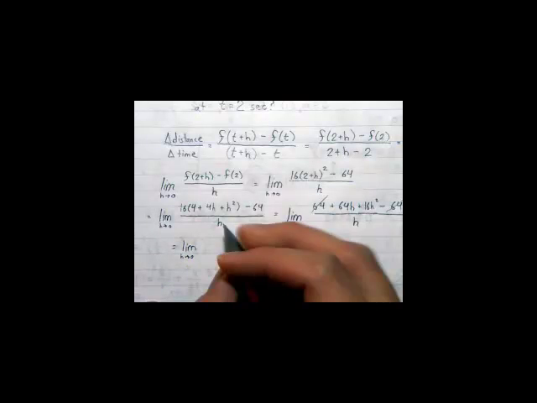So if the h's are gone, and these 64s are gone, we've got the limit as h goes to 0 of 64 plus 16h. Okay, that's doing both those cancellations there.